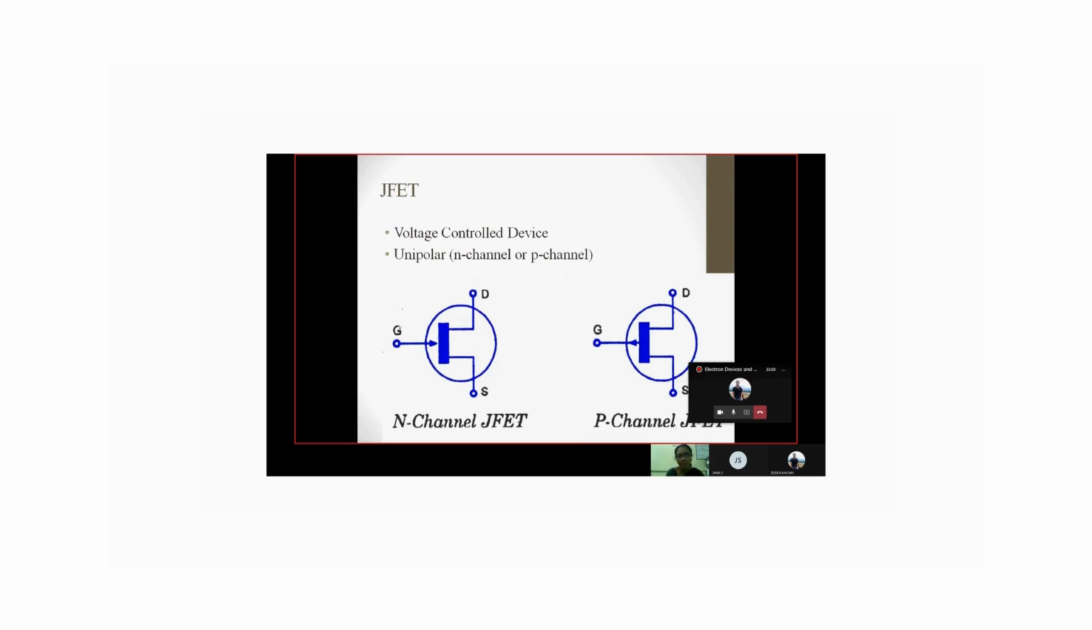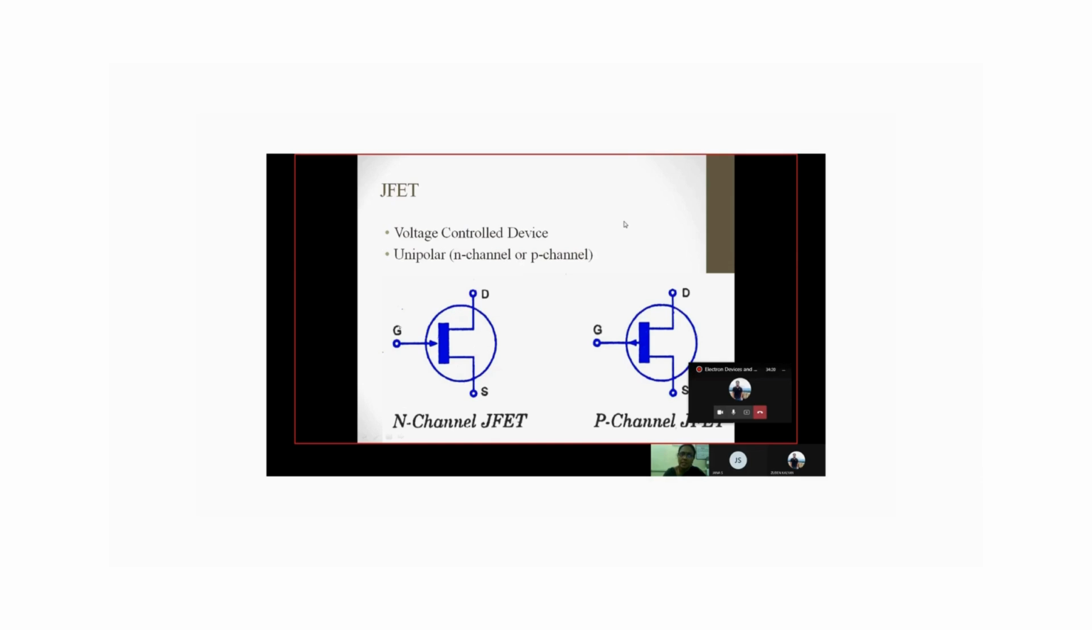Say for example, in the case of an NPN transistor, I told you about the NPN transistor. In an NPN transistor, current conduction is mainly due to electrons, but there is also some small amount of current flowing through the transistor that is due to holes. So in an ordinary bipolar junction transistor, the current conduction is due to both electrons as well as holes, depending upon the type of transistor, that may be either NPN or PNP.